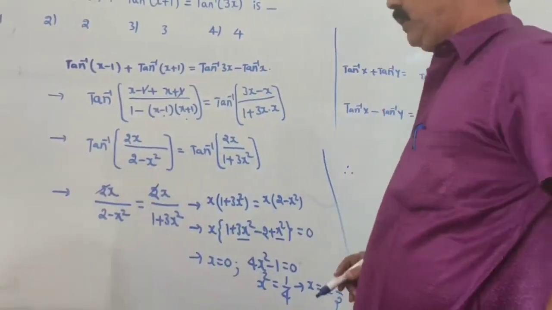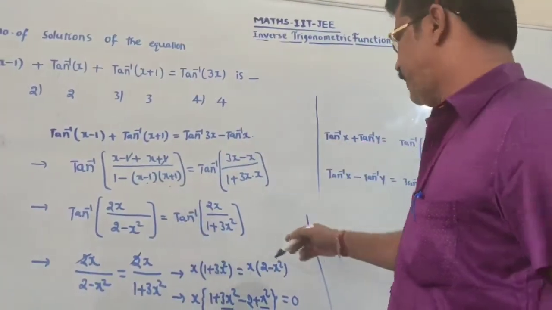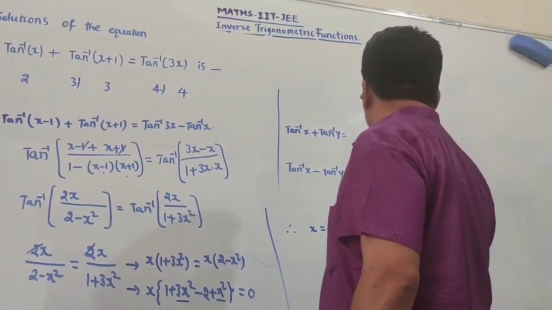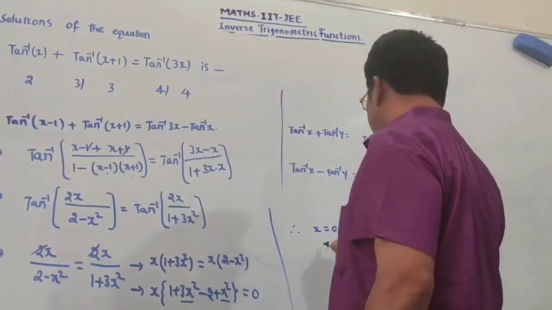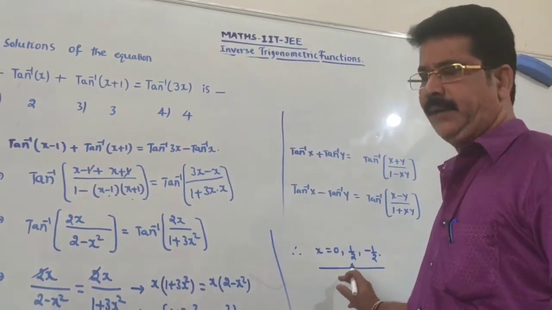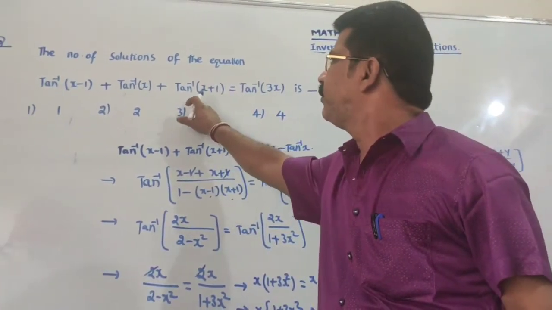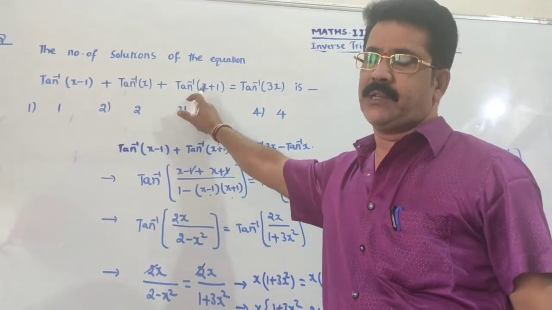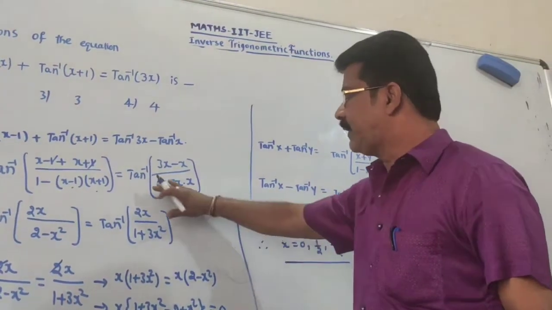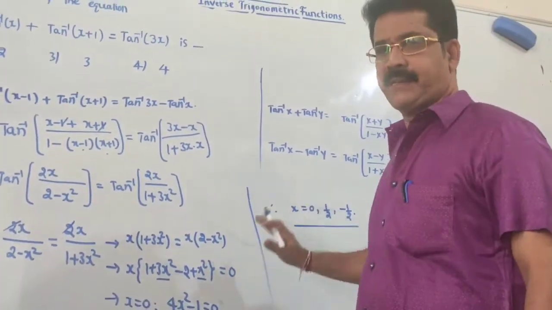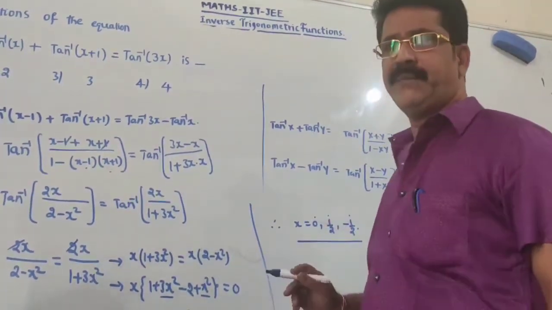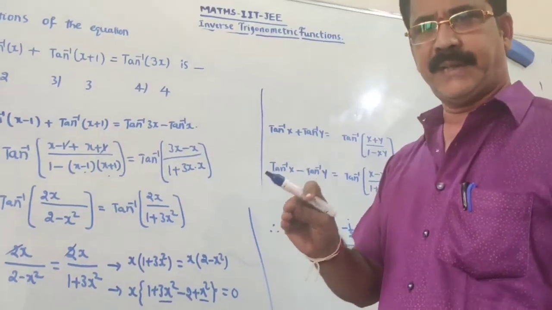Therefore, according to the mathematical steps, we have 3 solutions: x equal to 0, x equal to 1 by 2, and x equal to minus 1 by 2. But sometimes not all the values of x satisfy the given equation. That's why we should not believe the number of values of x after the mathematical steps. In the examination hall, we have to verify all the given values once again. Sometimes some values will not satisfy the given equation.